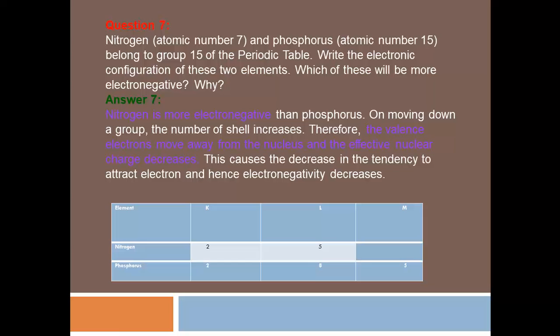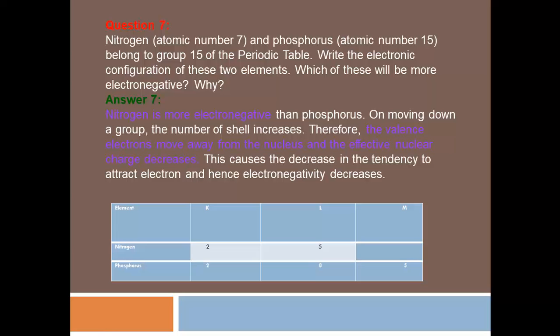Nitrogen, atomic number 7, and phosphorus, atomic number 15, belong to group 15 of the periodic table. Write the electronic configuration of these two elements. Which of these will be more electronegative and why? So here the electronic configuration of nitrogen is 2,5 and phosphorus is 2,8,5. You can see in the table. Then the question is, which is more electronegative?